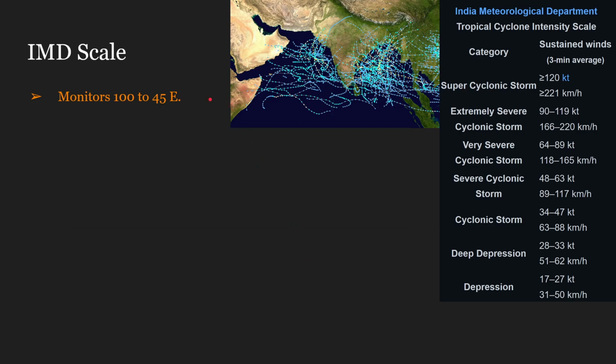The North Indian is monitored by the India Meteorological Department, IMD, and they monitor from 100 east all the way to 45 degrees east. The IMD measures in 3-minute sustained wind speeds, which is a little bit different than 1 minute. You get a little bit better look at the strength of a storm that way. And note that the scale that we see here includes the very severe and extremely severe cyclonic storm. Those were actually only introduced in 1999.